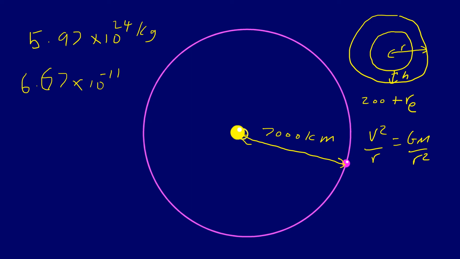So what I would like you to do is to plug in the numbers. We now know, just use the highlighter, we now know G, don't we? We know M and we know R. So what I'd like you to do is find the velocity of the satellite.